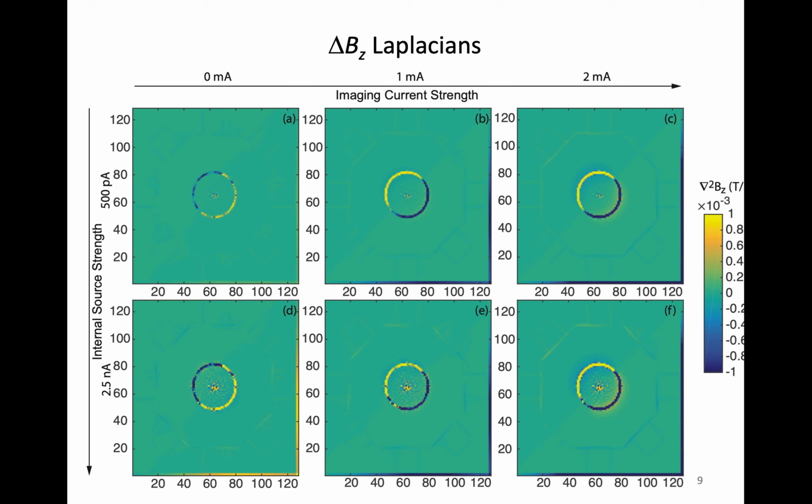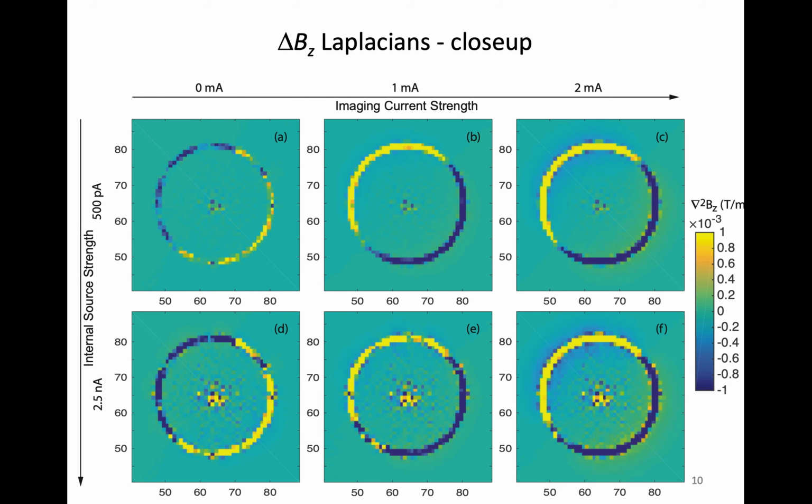Here is a close-up of the same image. You can see both the source and the edge of the active tissue here. The edge of the tissue is visible because of counterflows caused by the activity in the center.